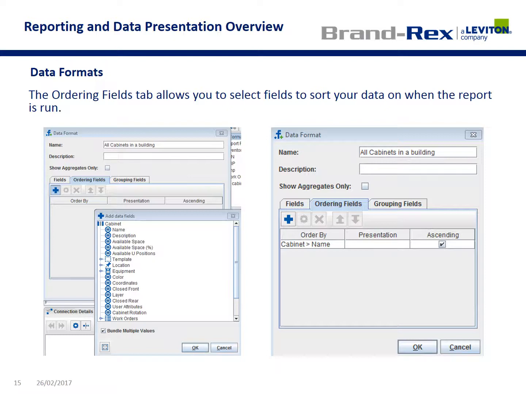SmartPatch also asks if we would like to sort the cabinet name in ascending or descending order. Click on OK when finished. Our data format is completed.